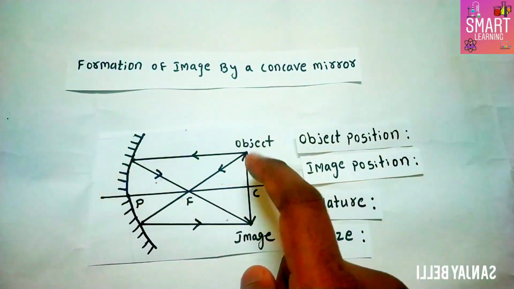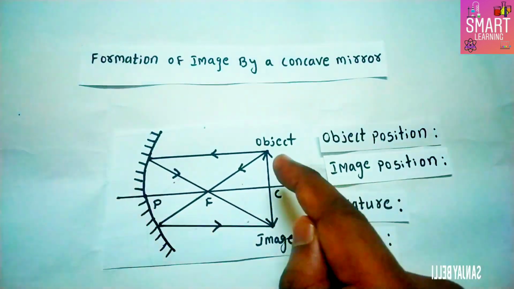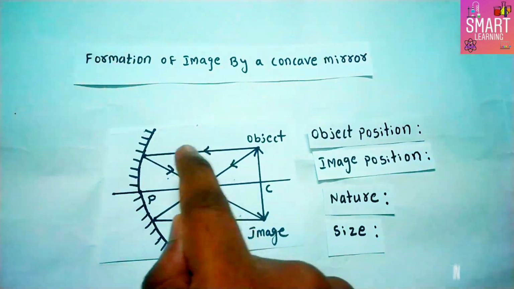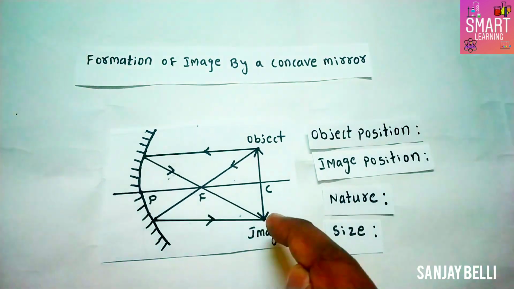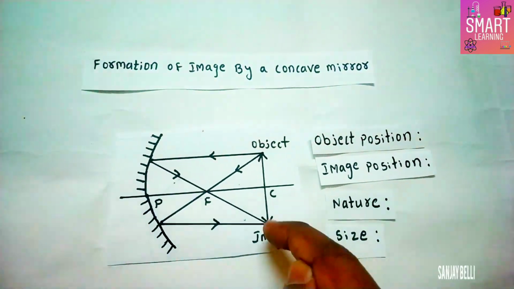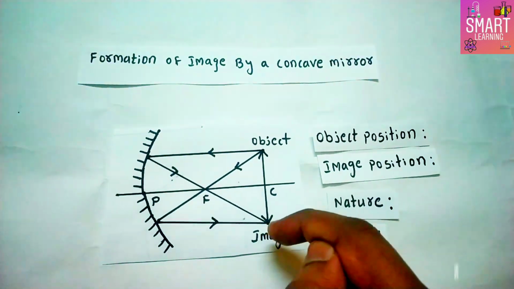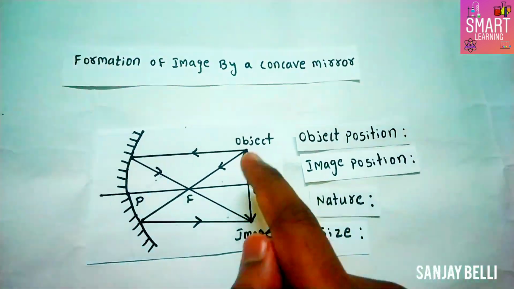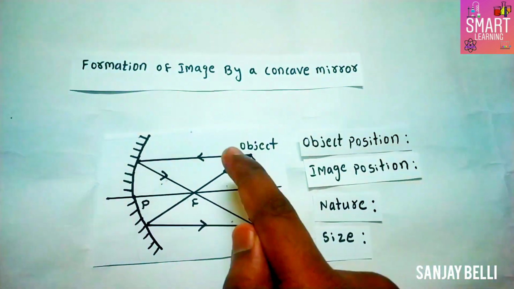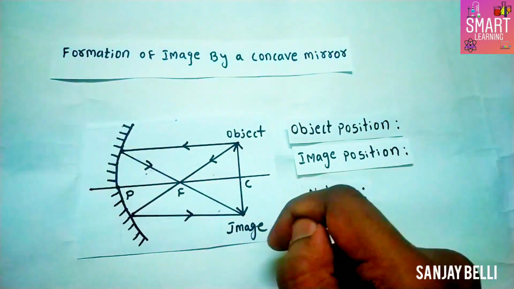Now I am placing the object on C. When you place an object on C, the image is also obtained on C. So here also I used rule 1 and rule 2. So this is your object. The first rule: parallel to the principal axis, passes through the focal point. The second rule: passes through the focal point, parallel to the principal axis. Here you can observe the reflected rays intersect exactly at the point C itself. So always remember, it has to pass through F itself. So by using rule 1 and rule 2, when you place an object on C, an image is also obtained at C itself.